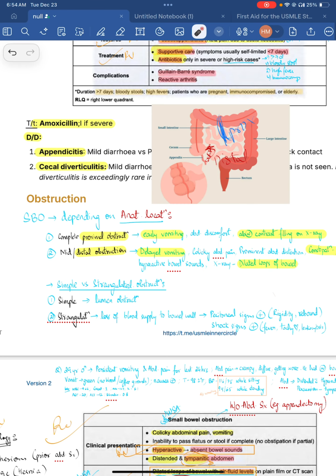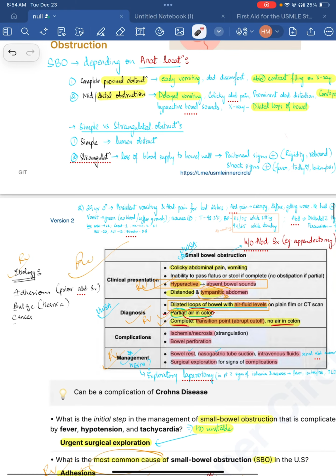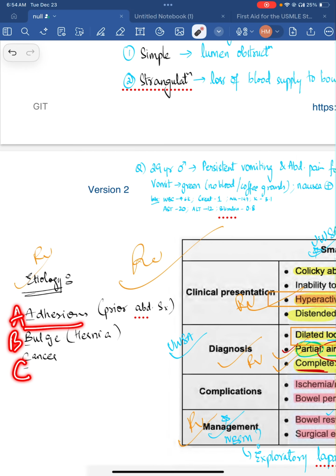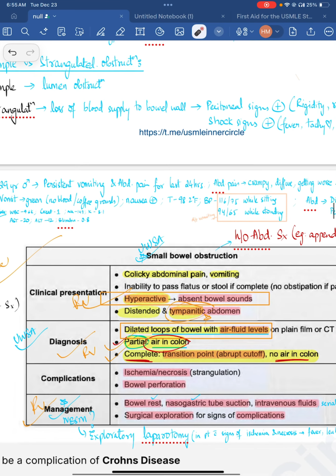Now coming to simple versus strangulated obstruction. Simple means only the lumen is obstructed, whereas in strangulation you have loss of blood supply. This will cause what? Ischemia. Ischemia will lead to peritoneal signs, that is rigidity and rebound tenderness, and you can also see shock signs, that is fever, tachycardia, and leukocytosis. Now coming to etiology. You just need to remember A, B, and C. A is adhesions. Adhesions can occur due to prior abdominal surgeries. B means bulges, hernia. C is cancer. So ABC of small bowel obstruction.